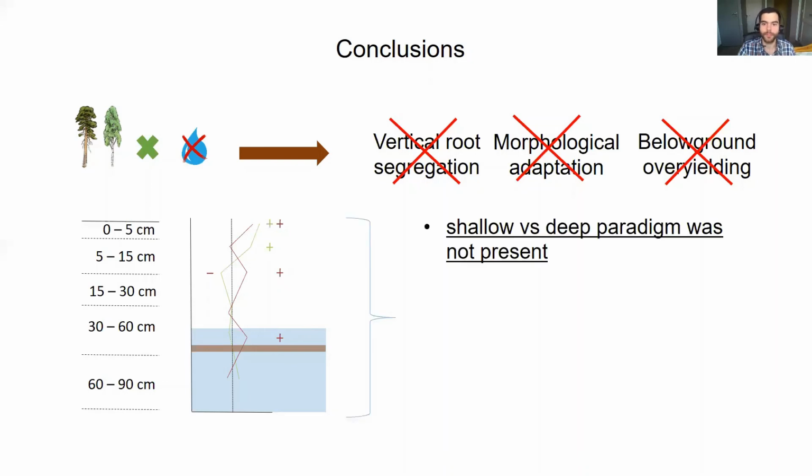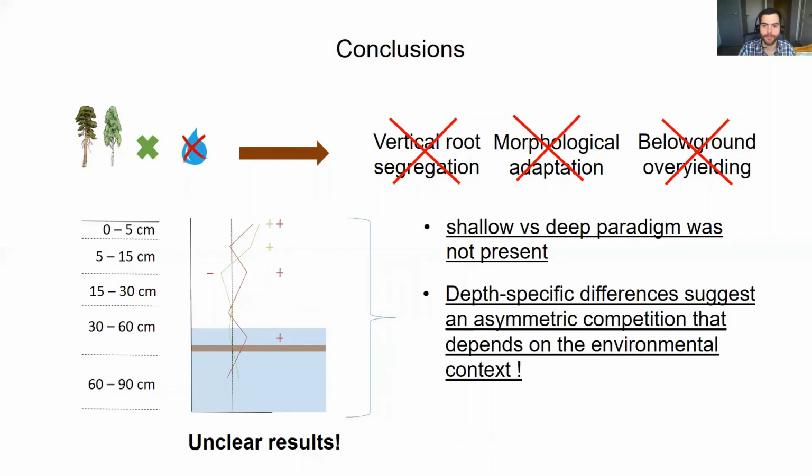Furthermore, the commonly used shallow versus deep paradigm was not present in these aggrading young forests, and evaluating the root profile in terms of shallower or deeper fine root distributions gave indecisive and unclear results. Instead, effects were specific to soil layers and dependent on the environmental context, which could indicate that effects of interspecific competition may need more time to be visible along the whole soil profile.